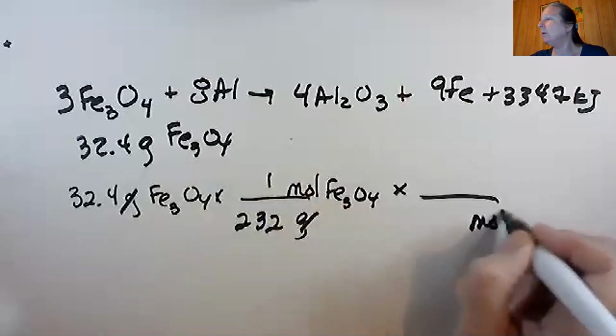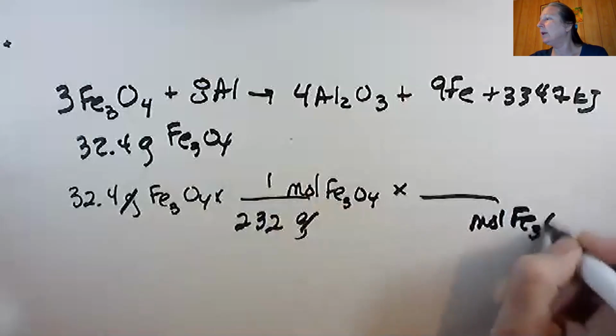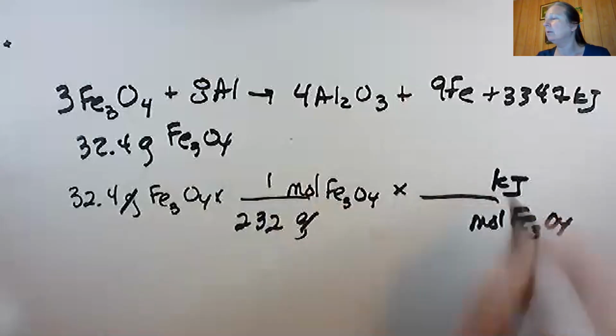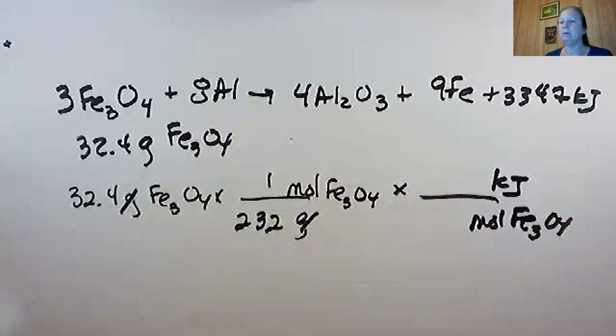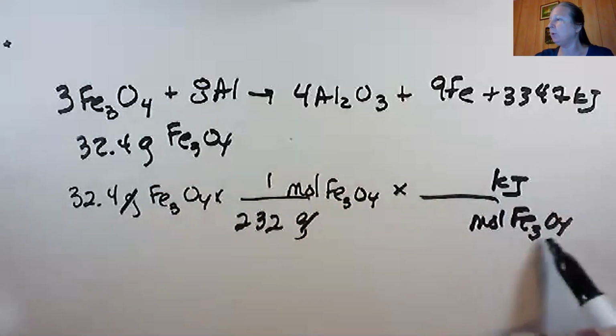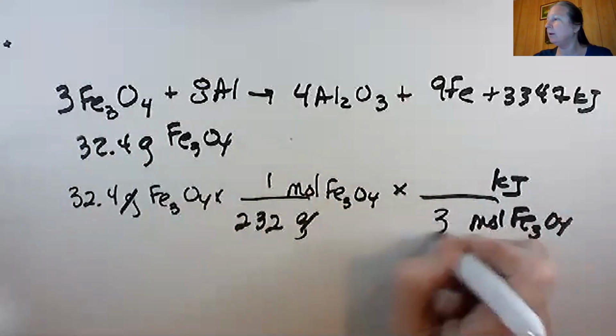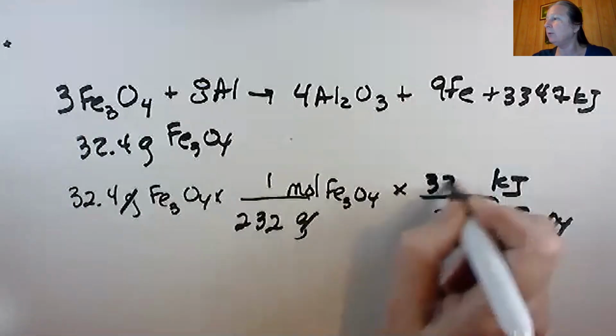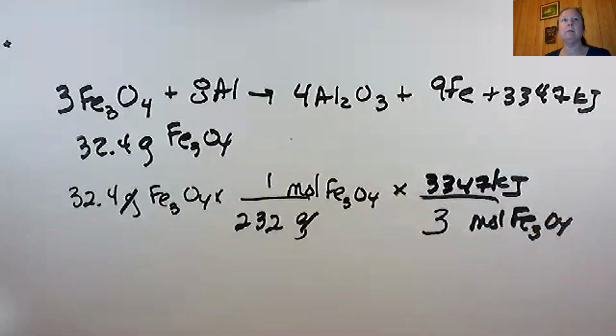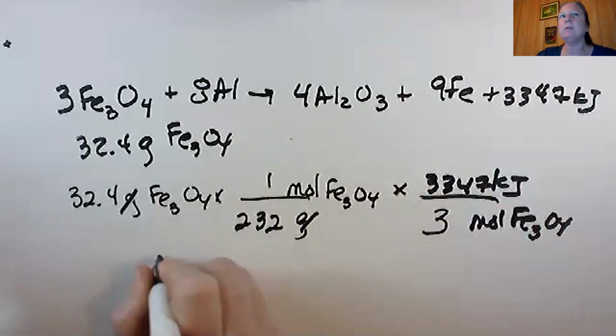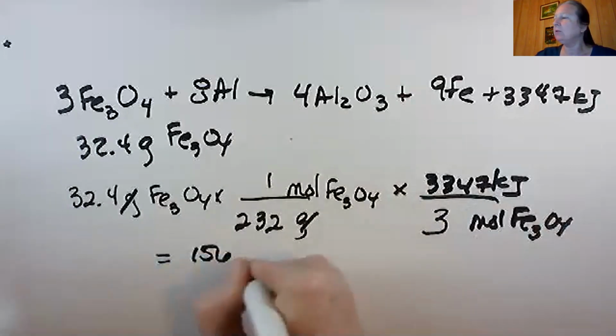So we get that from the reaction equation. In this equation, how many moles of ferrous oxide do I have? I have 3. How much energy do I have? I have 3,347. Okay, so 32.4 times 3347 equals, divided by parenthesis 232 times 3, exit parenthesis, you're going to get 156 kilojoules.